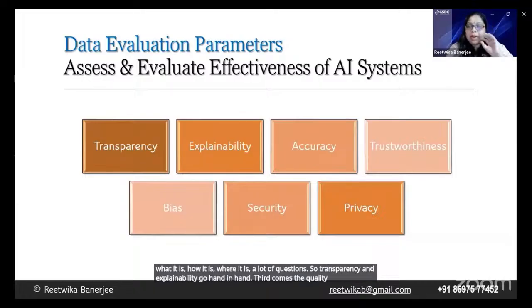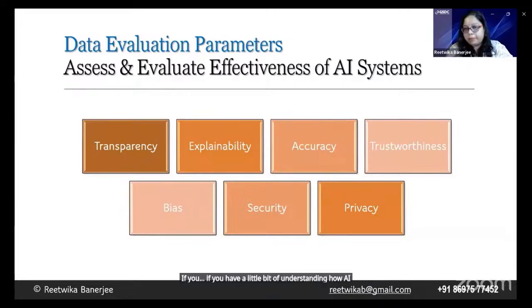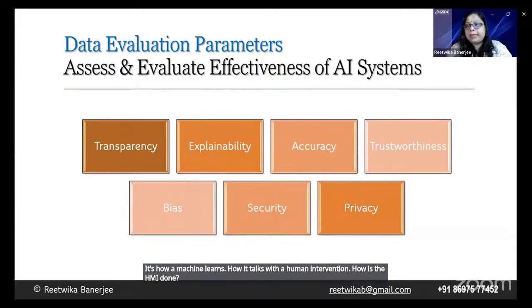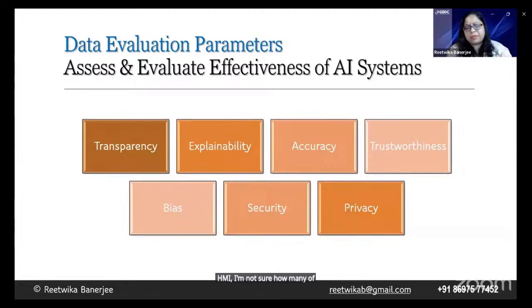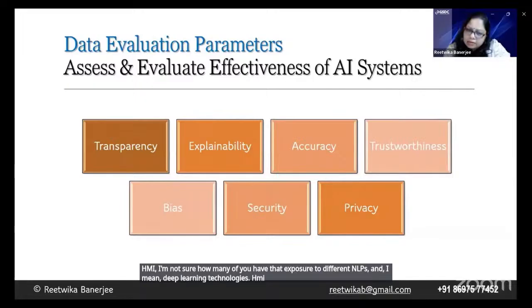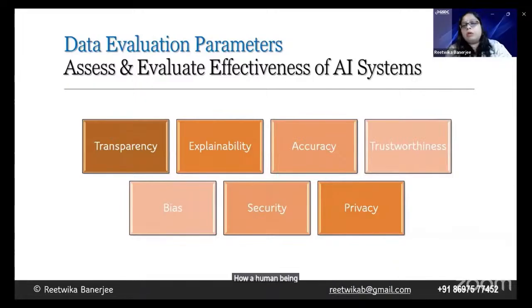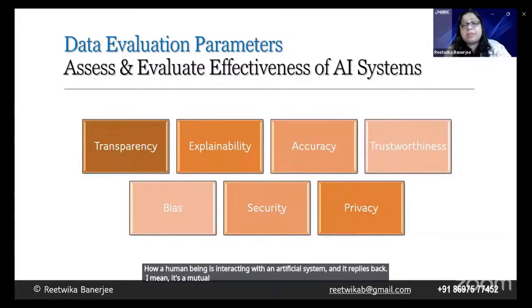Third comes the quality of data, the accuracy of the information. If you have a little understanding of how AI works, artificial intelligence is built on a programming technology called machine learning. It's how a machine learns, how it talks with human intervention. And how is the HMI done? I'm not sure how many of you have exposure to different NLPs and deep learning technologies. HMI is simply human-machine interaction: how a human being interacts with an artificial system and it replies back. It's a mutual communication system or an interface.